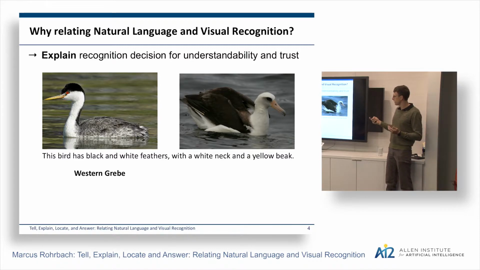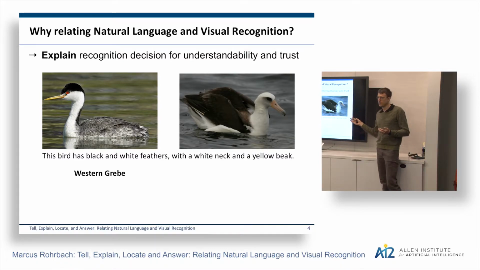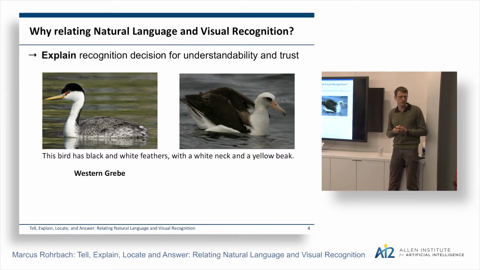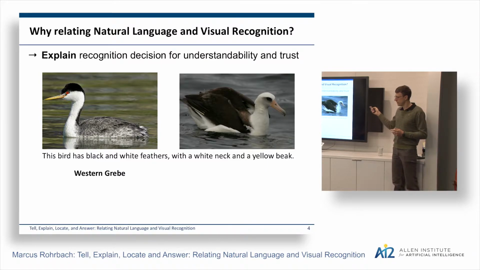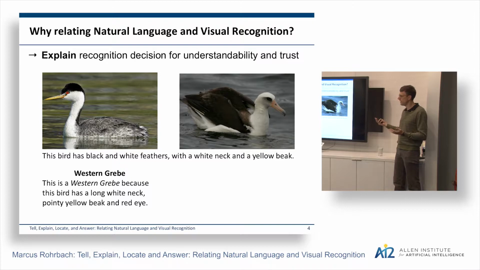But now if we can recognize, for example, that there's a Western grebe, and actually visual recognition systems nowadays are quite precise in doing fine-grained recognition and recognizing these kinds of birds with like 80 or 90% accuracy. But then this image on the right is actually not a Western grebe. So we would rather like to know what is the difference between those two birds, or have it explain to us what it makes to be a Western grebe.